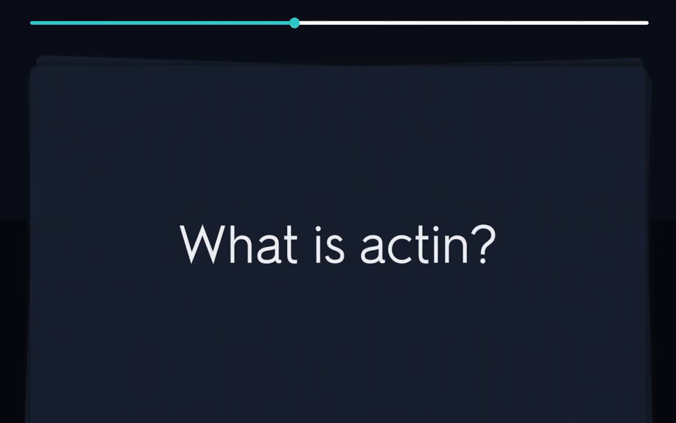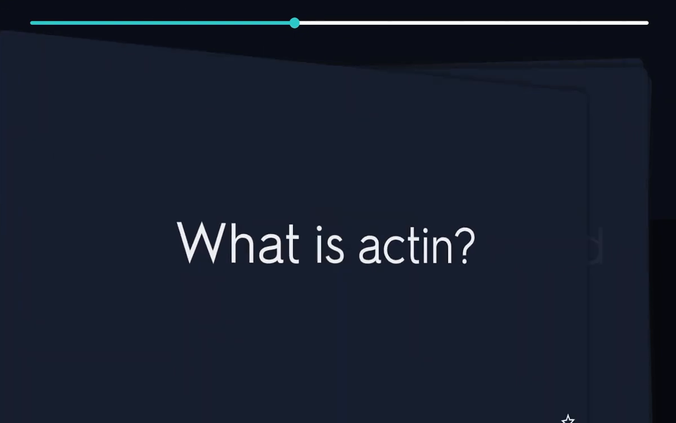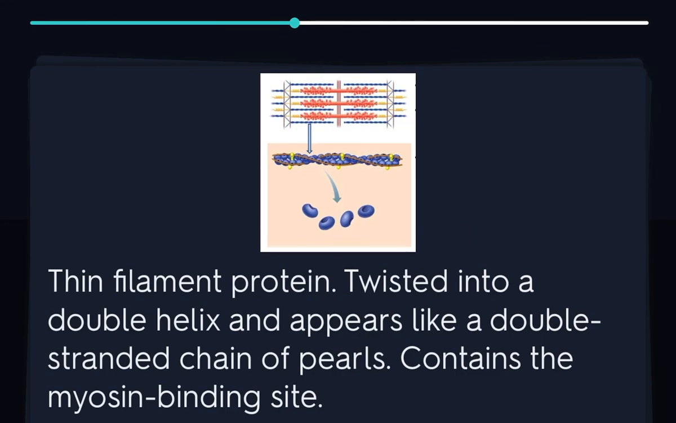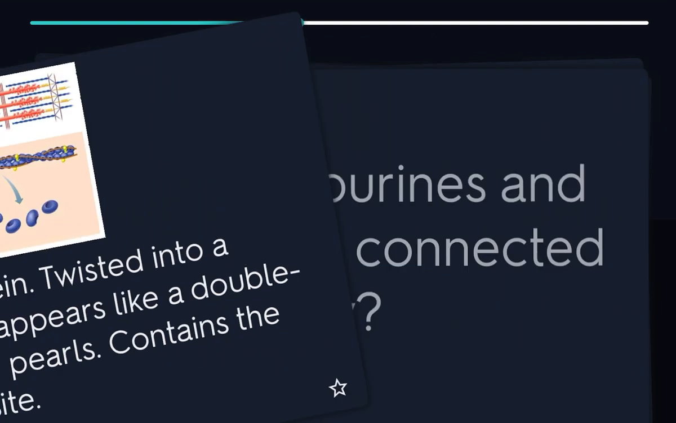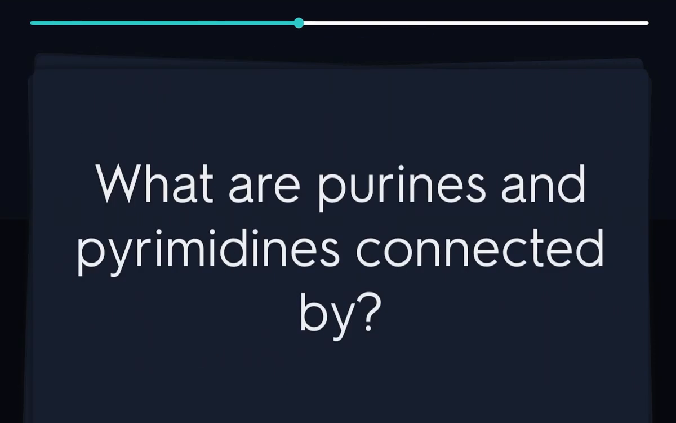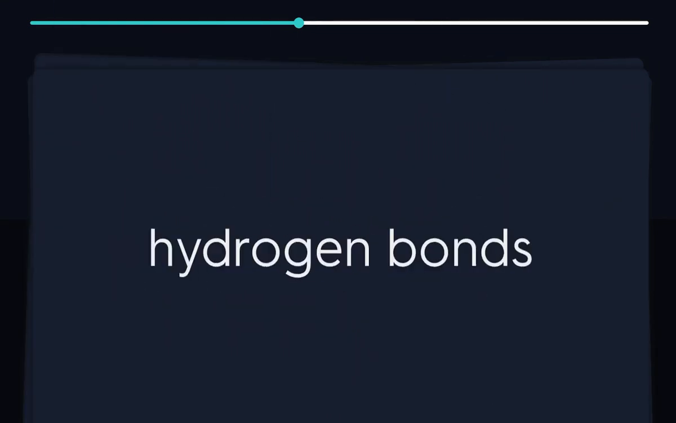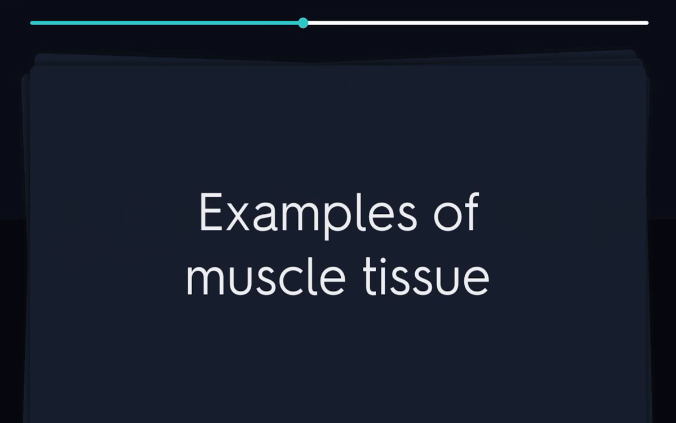What is actin? Thin filament protein twisted into a double helix and appears like a double-stranded chain of pearls, contains the myosin binding site. What are purines and pyrimidines connected by? Hydrogen bonds. Examples of muscle tissue: skeletal, smooth, cardiac.